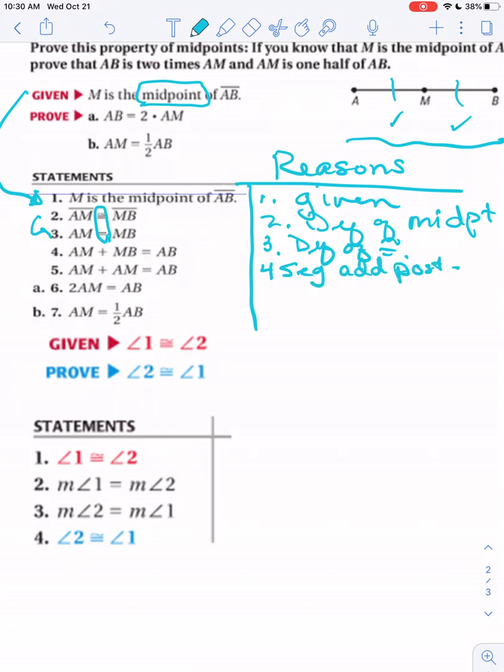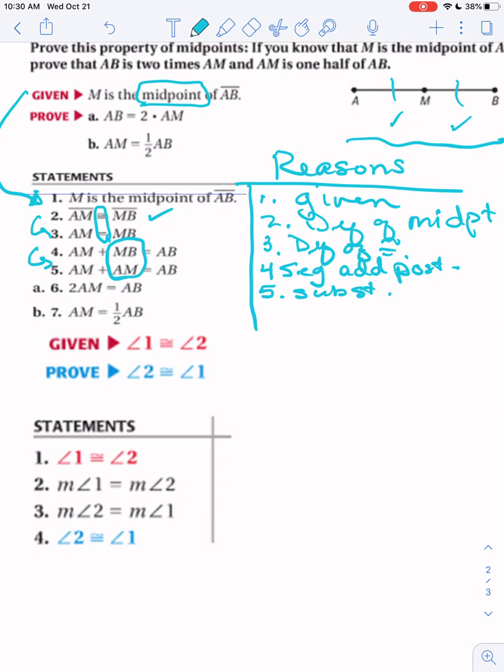All right, step 4 to step 5, you can see the one thing that's different is they replaced MB with AM. And there's a rule in math that says when two things are equal, you can replace them. That's called substitution. What they did is they substituted AM for MB.